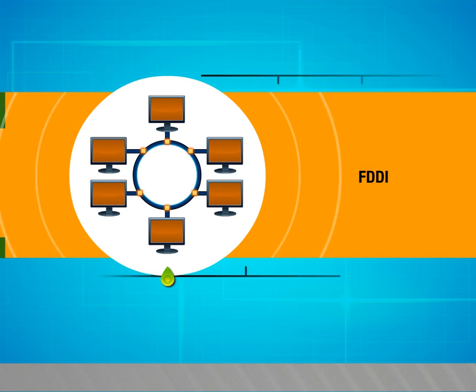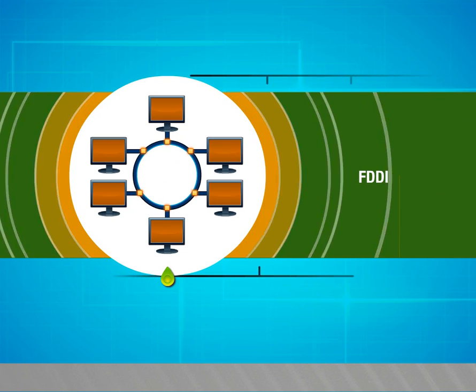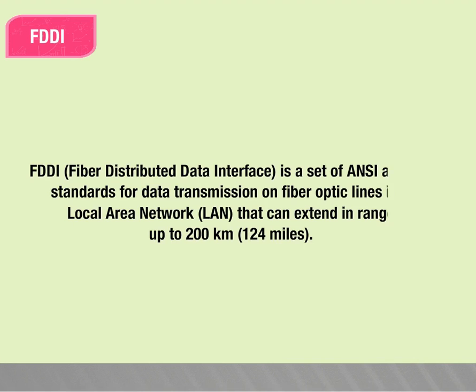FDDI. In this video, we are going to learn about FDDI. FDDI, Fiber Distributed Data Interface, is a set of ANSI and ISO standards for data transmission on fiber optic lines in a local area network, LAN, that can extend in range up to 200 km, that is 124 miles.